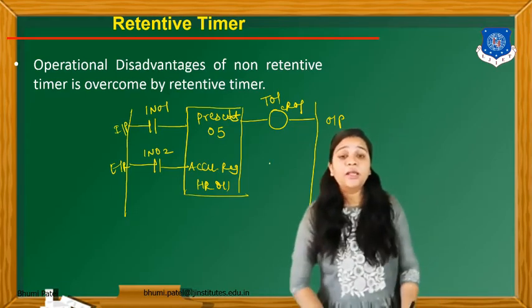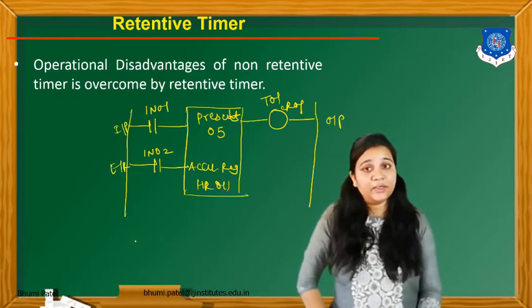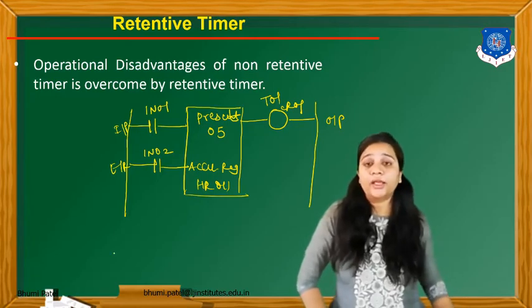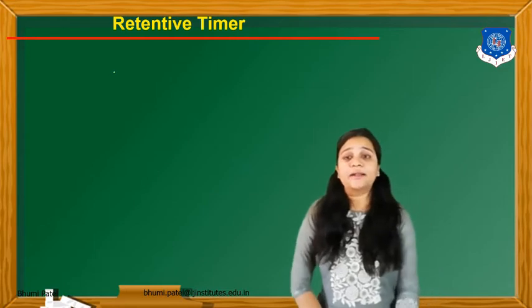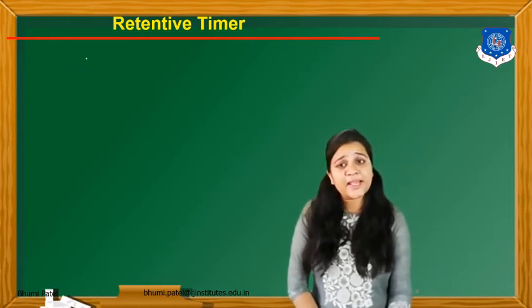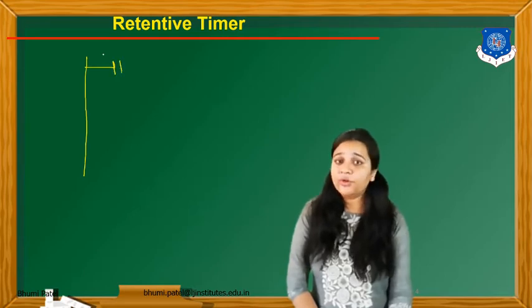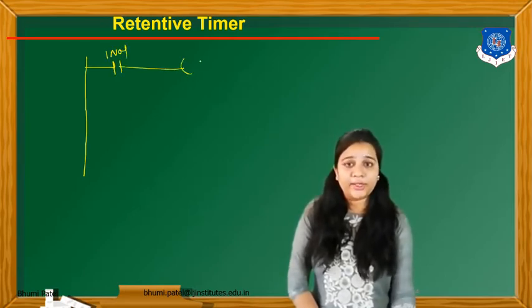So this is the one format whenever we draw the retentive timer. Now the second format is that we can connect the coil for this particular system. So the second ladder diagram for the same timer operation is like that. We can connect the input switch here and we can connect the coil here.